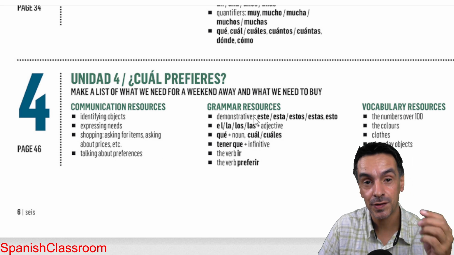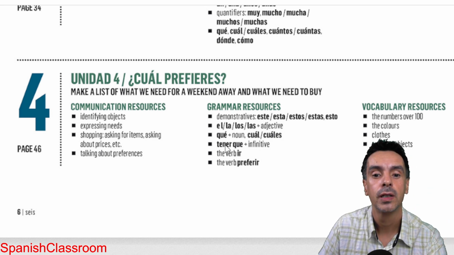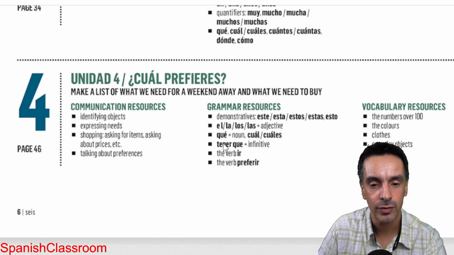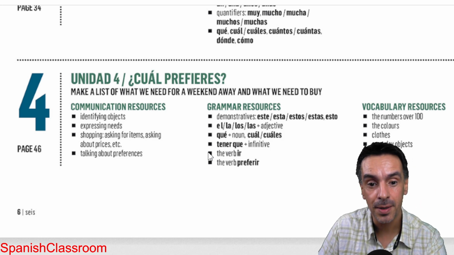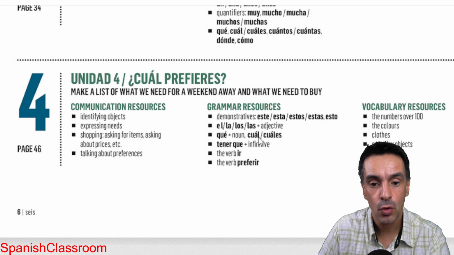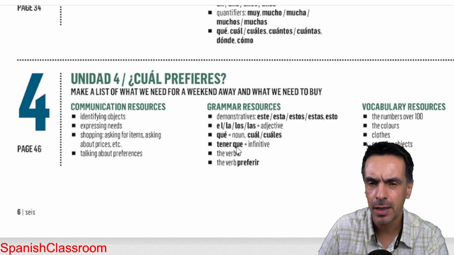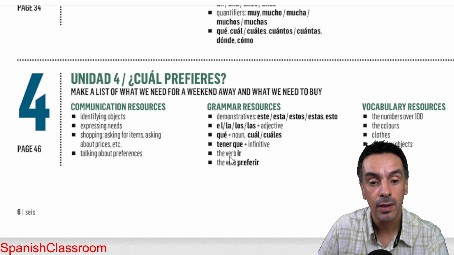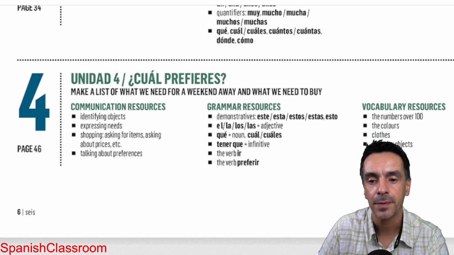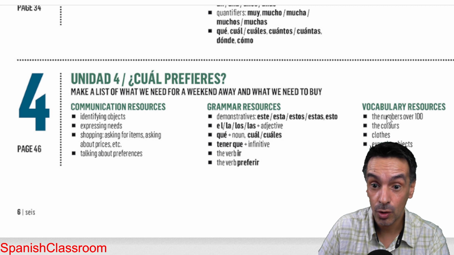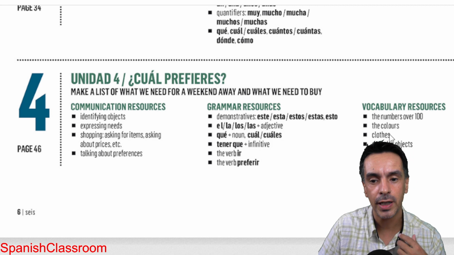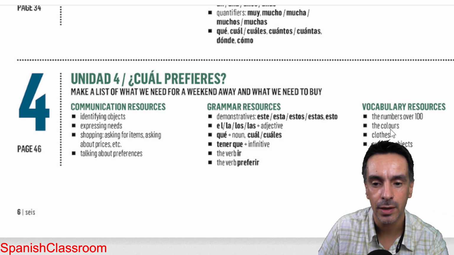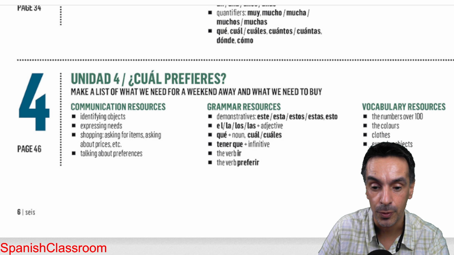Then the grammar resources, this and that, esto, lo otro, el, la, los, plus adjective, right? ¿Qué? What? ¿Cuál? ¿Cuáles? Tener que, have to, very important verb. El verbo ir, the verb ir, to go. El verbo preferir, to prefer. And then the vocabulary resources, right? You will go to the numbers over 100 already. All the colors, about clothing, everyday objects that are useful for you.